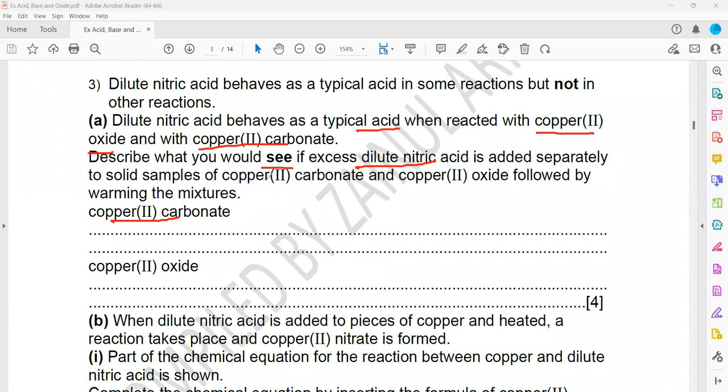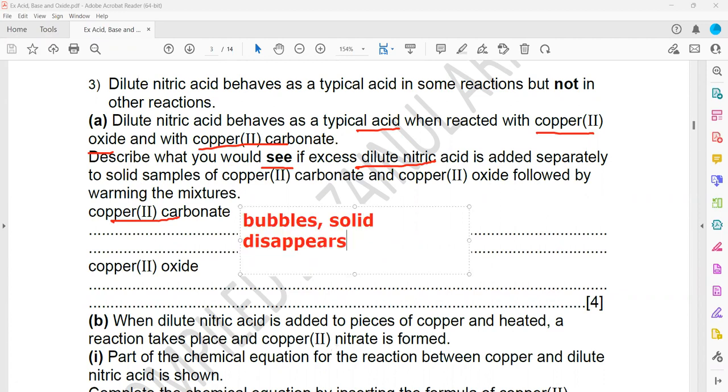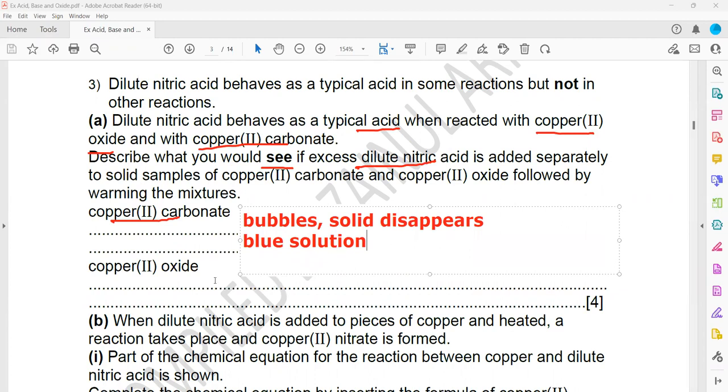For copper 2 carbonate, there are similar observations to what we discussed in the first part. There will be bubbles, the solid will disappear, and one more thing, there will be a color change, or it will form a colored solution. Bubbles, the solid will disappear and it will form a blue solution, or you can also mention a colored solution. Because copper 2 carbonate reacts with nitric acid to give copper nitrate plus carbon dioxide plus water. Copper nitrate, again, will be a blue solution or a colored solution.